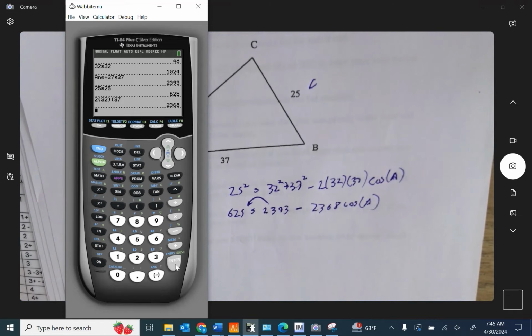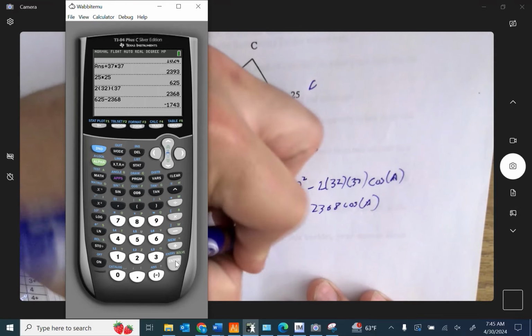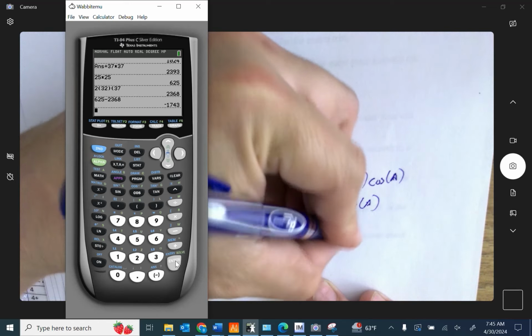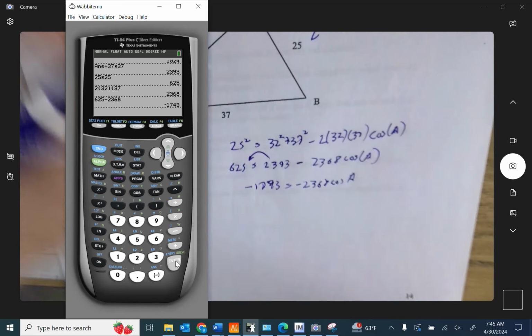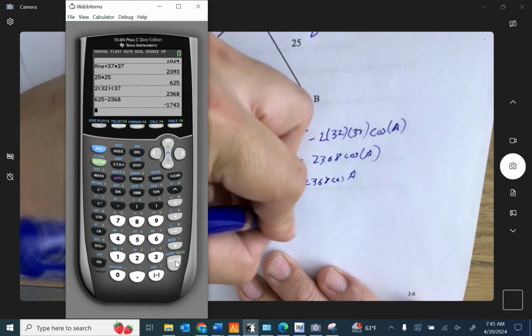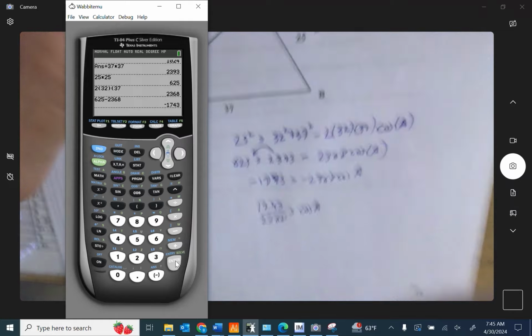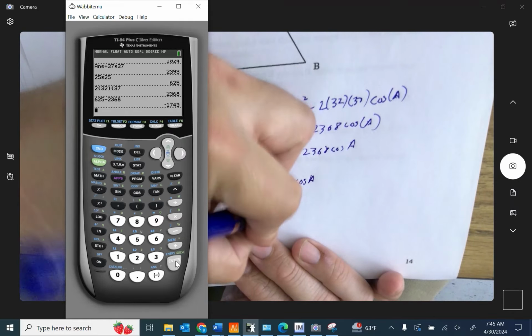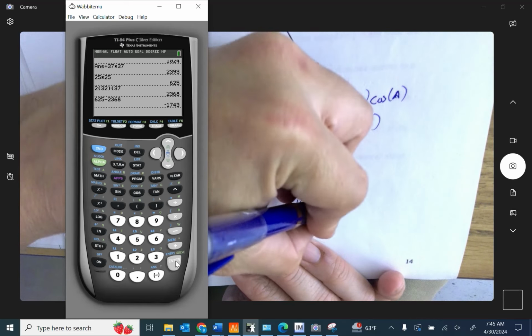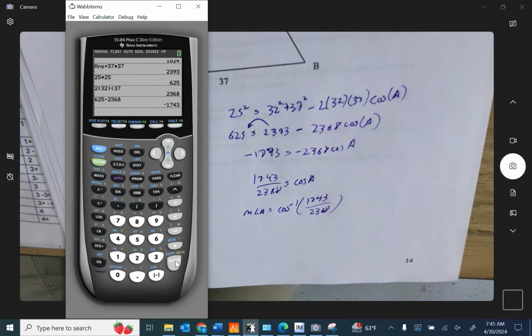All right, so I do my subtraction. I get negative 1743 equal to negative 2368 cosine of A. I do my division. 1743 over 2368 is the cosine of A. And I know my arcs. So the measure of angle A is going to be the arc cosine of that number. And that's what would be expected of you, because you're not allowed to use a TI-84.